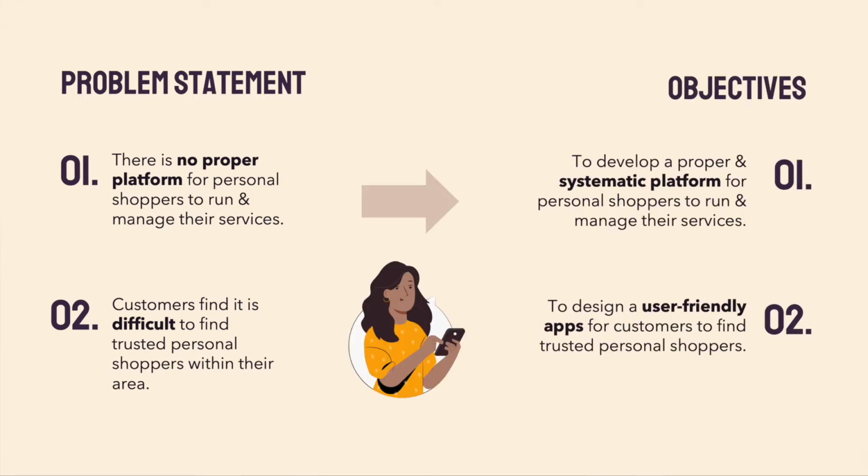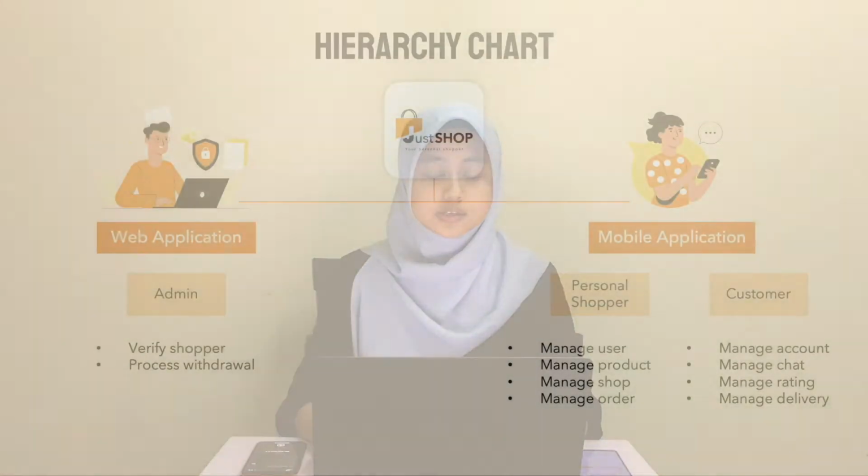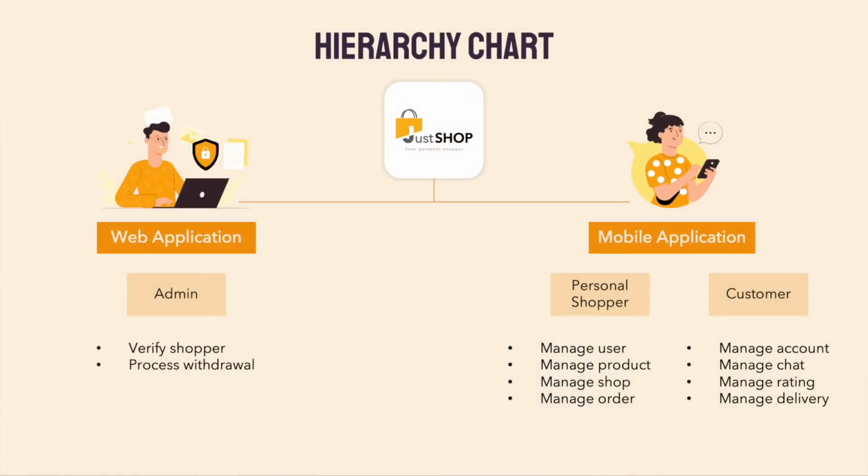So this problem statement leads to the objectives of our project. The first one is to develop a proper and systematic platform for personal shoppers to run and manage their services. The second one is to design a user-friendly app for customers to find trusted personal shoppers. This is the hierarchy chart for JustShop mobile application. We have two types of application, which are web and mobile. The web application is used by admin, while the mobile application is used by personal shoppers and customers.